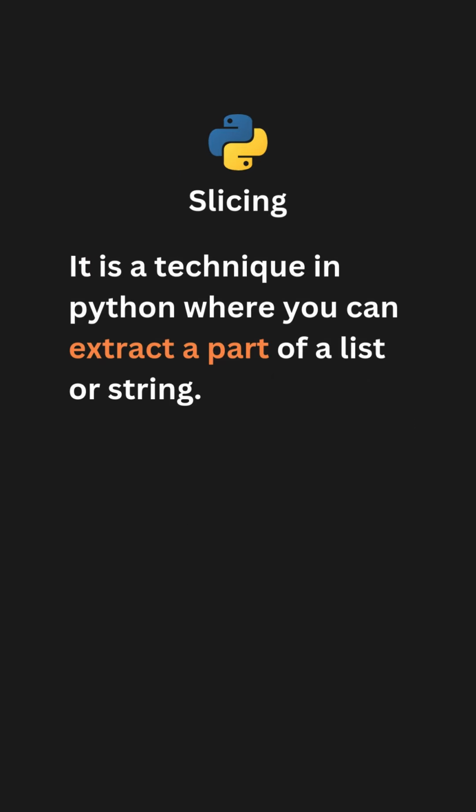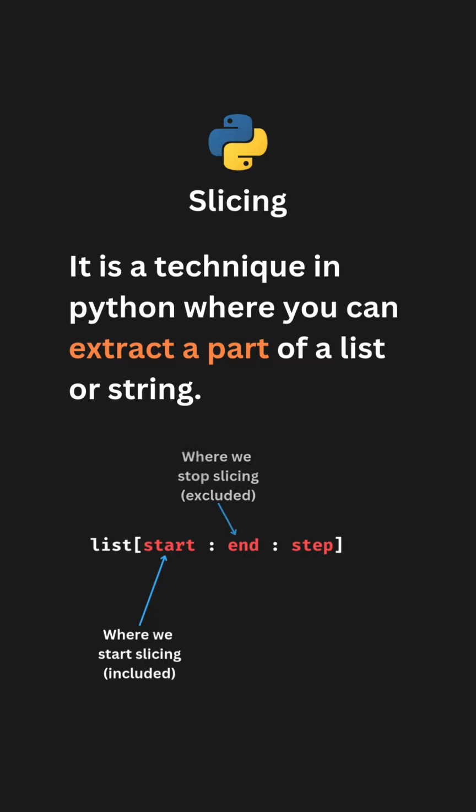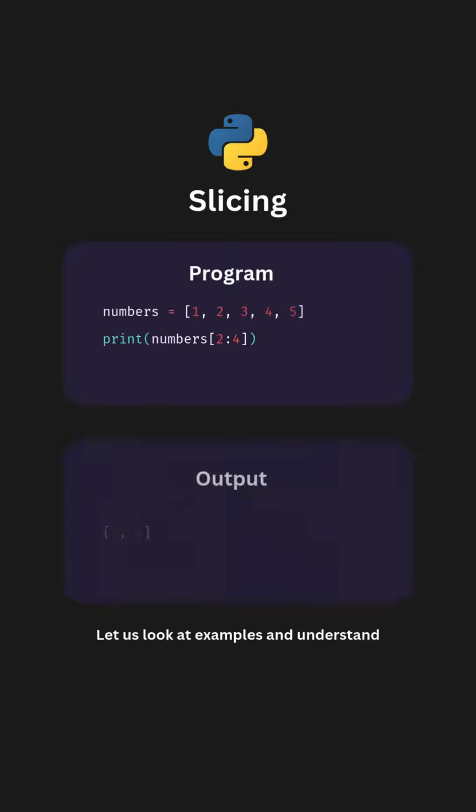It is a technique in Python where you can extract a part of a list or a string. This is the syntax that is followed. Start determines where to start the slicing. Stop determines where to stop the slicing. Step determines the number of elements that are to be skipped. Let's look at examples and understand.